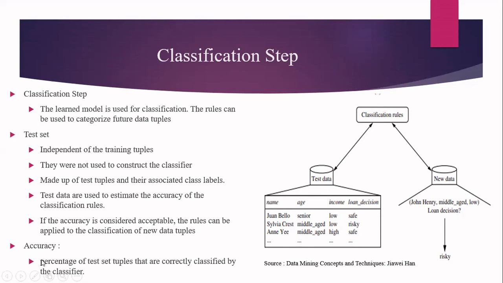Now, let us understand what accuracy is. Accuracy is nothing but the percentage of test set tuples which are correctly classified by the classifier. That means if I give 4 records for testing and 3 are correctly classified, then my accuracy is 3 divided by 4, which is 75%. Suppose all 4 are correctly classified, my accuracy is 100%. So the accuracy of your model is determined only with the help of this test data. When you get higher accuracy, definitely you can use the model for classifying new data, which is unseen so far.